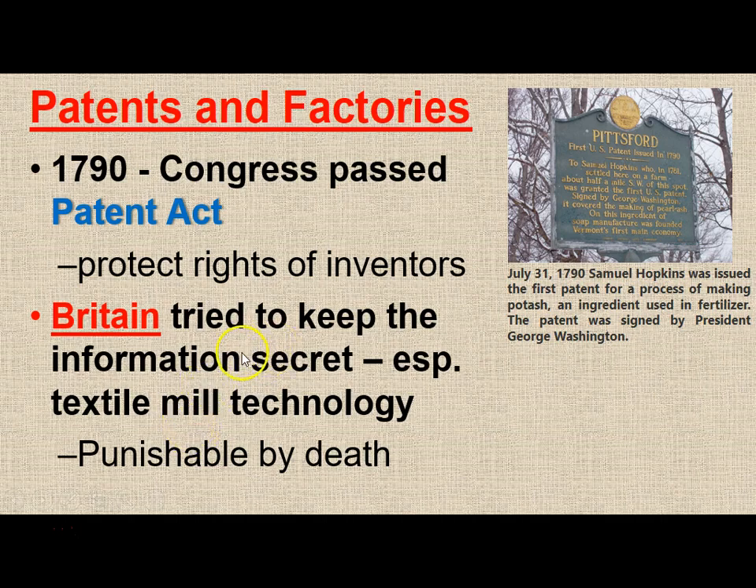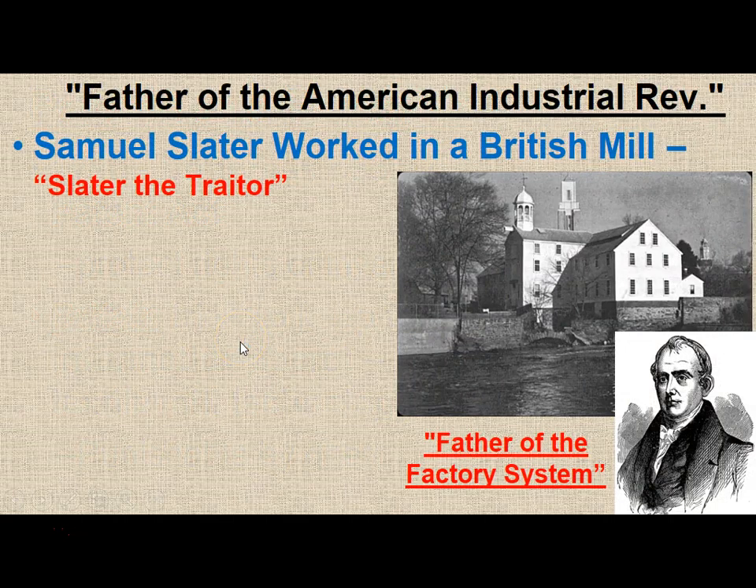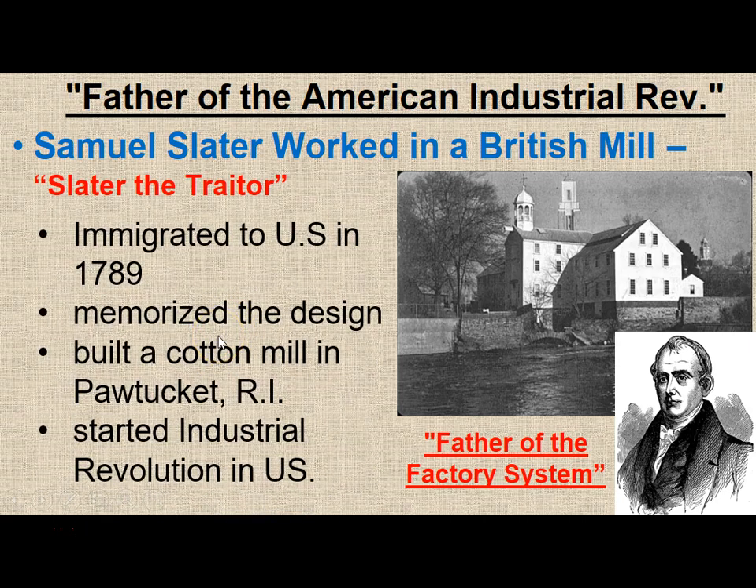They were highly protected so that competitors like the United States couldn't weasel in on everything. And that's what happens. There is a bit of espionage that happens here in all of this. A guy by the name of Samuel Slater was working as an apprentice in a British mill. He comes to the United States, and in 1789, he starts replicating by memory what that system in Britain looked like. And he builds his own first cotton mill in Pawtucket, Rhode Island, and the Industrial Revolution starts in the United States. The father of the factory system, the father of the American Industrial Revolution, Samuel Slater.